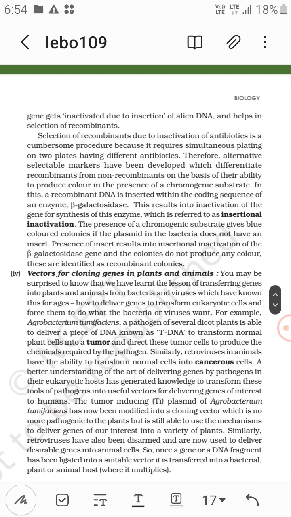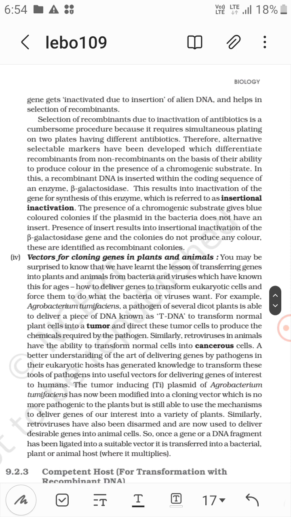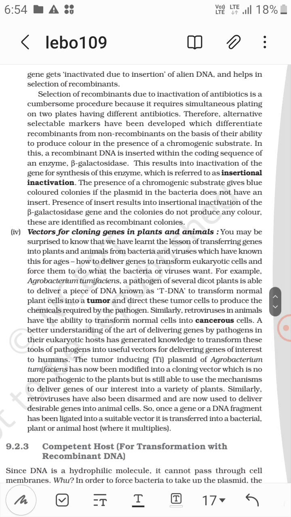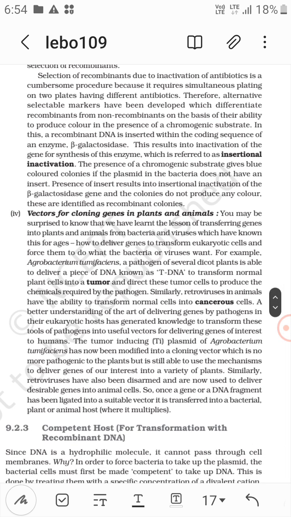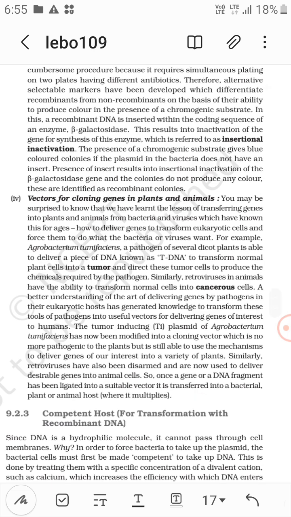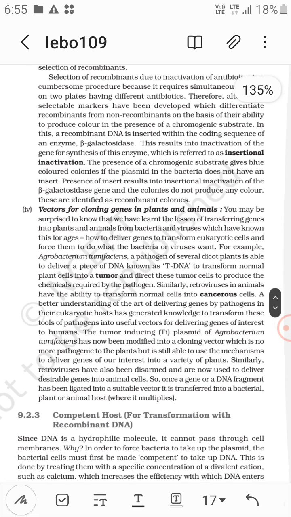The presence of a chromogenic substrate gives blue colored colonies if the plasmid in the bacteria does not have an insert. Okay. So in the normal case, the presence of an insert results in insertional inactivation of the beta-galactosidase gene, and the colonies do not produce any color. So these are identified as recombinant colonies that do not produce the blue color.